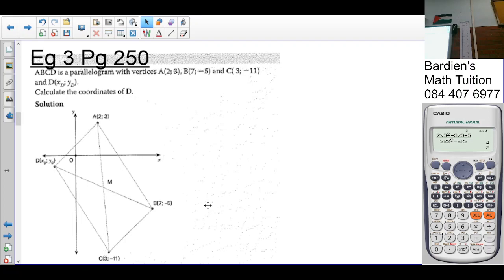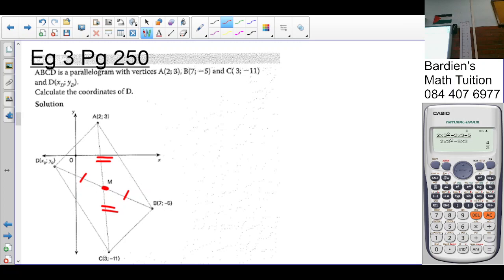So, what are the properties of a parallelogram? Two pairs of opposite sides are equal, yes? Two pairs of opposite sides are parallel, yes? Opposite angles are equal, yes? The diagonals bisect. What does that mean? Cut each other in half. So, if you say that the diagonals bisect each other, that means they cut each other in half. Which means that if AC is a diagonal cutting the diagonal DB, you notice that M is going to be the midpoint of AC, and M is also the midpoint of DB.